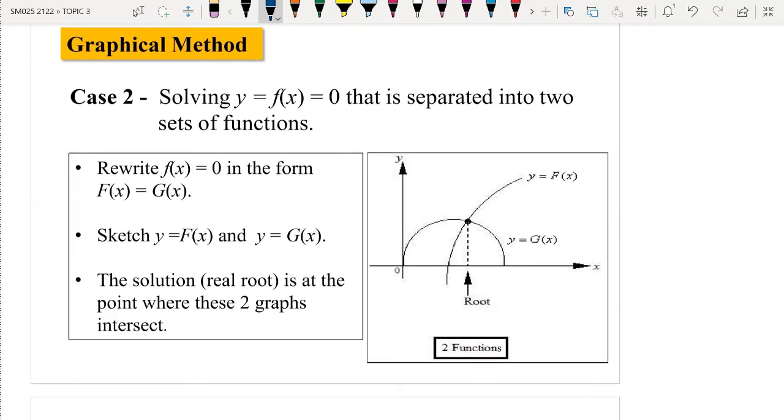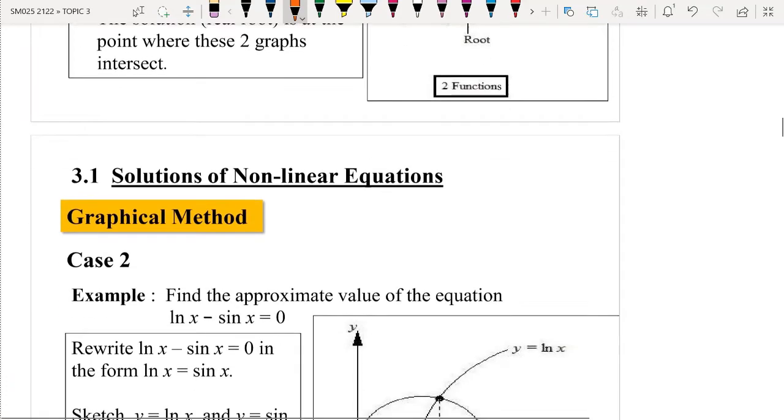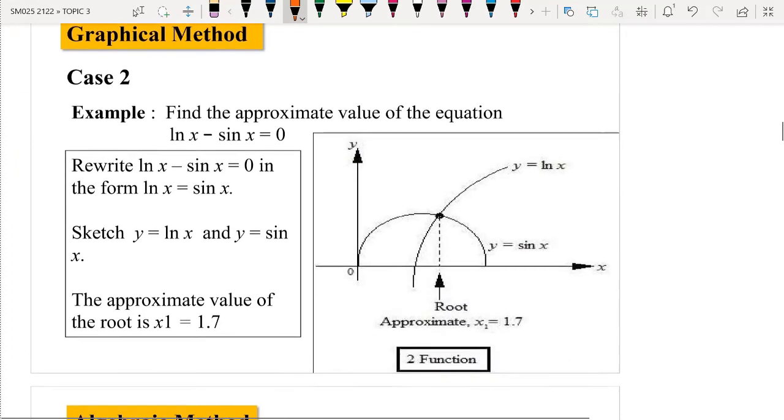This is the second case. If we have a function that we cannot directly sketch the graph, what do we do here? We have to split the function into two different functions and then sketch the graph separately. Where the root or the solution exists is basically the intersection between the graphs. Here, it is the intersection between the graphs and not the x-intercept. To be clear, let's do a specific example.